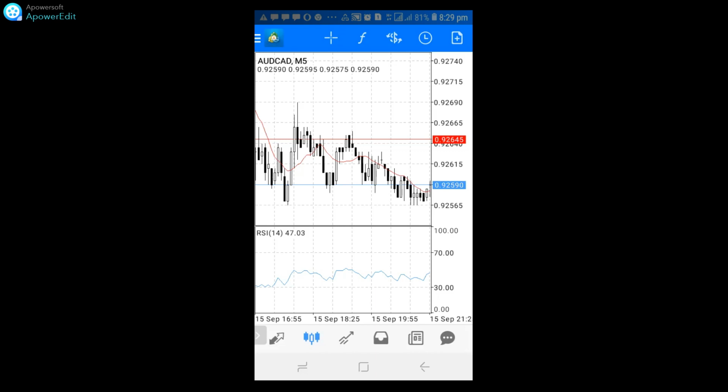Now, if you look up, you will see something like AUD card M5. That means that you are actually on the 5 minutes time frame. Sir, do you know what 5 minutes time frame means? It means that each candle is printed every 5 minutes.